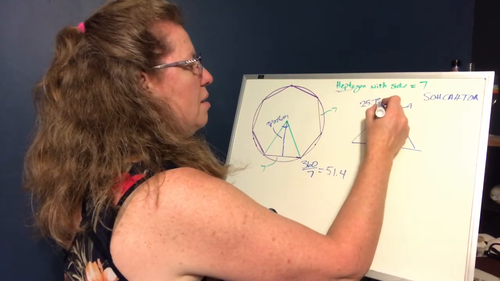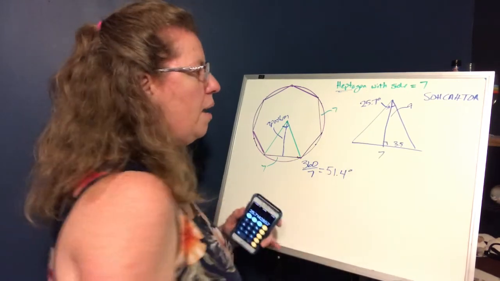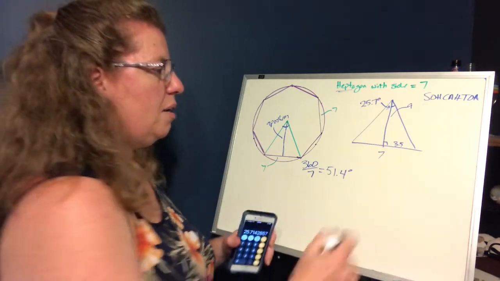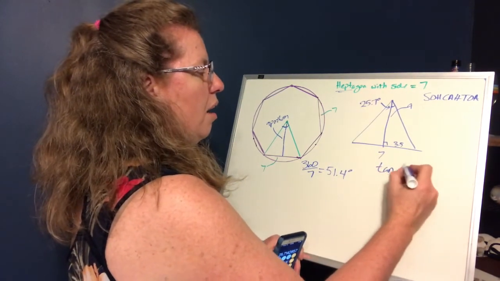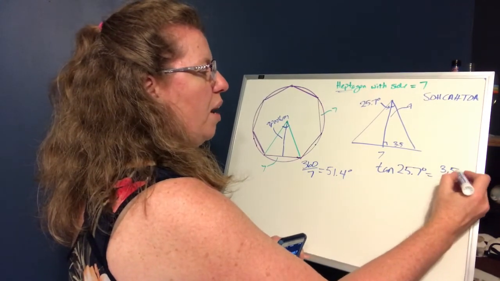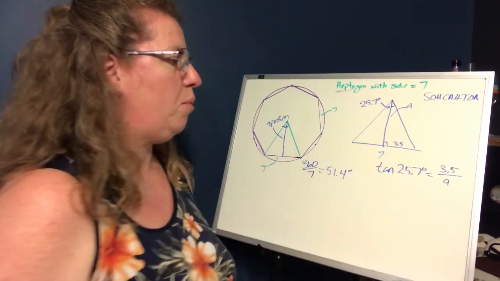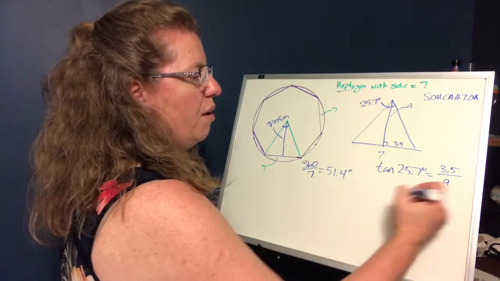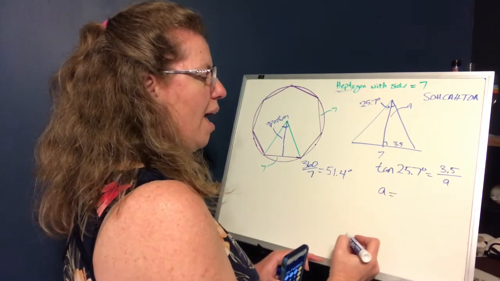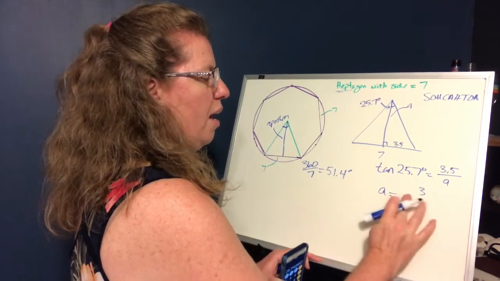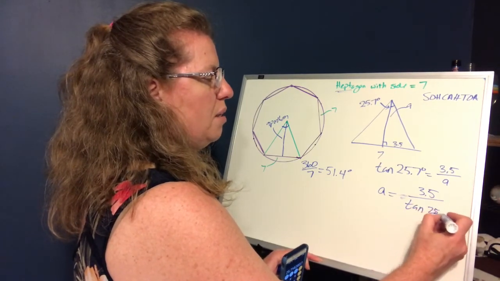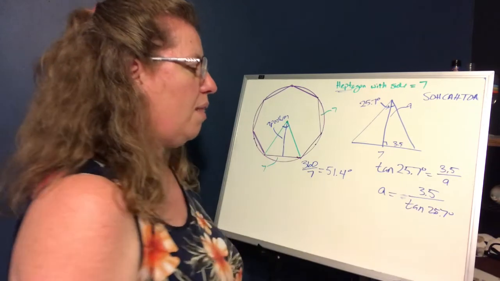25.7 degrees is one of these angles, okay? But now if we know that, we can find our apothem using our tangent. So we say, all right, the tangent of my 25.7 degree angle is 3.5 over A, the apothem I'm looking for. So if you remember when we solve for A, we're going to multiply both sides by A. It's going to cancel over here. So I have A equals 3.5 divided by our tangent of 25.7, because we're going to divide both sides by that.